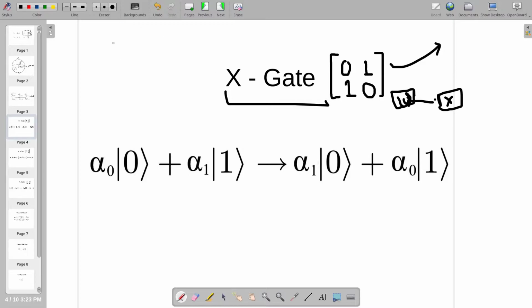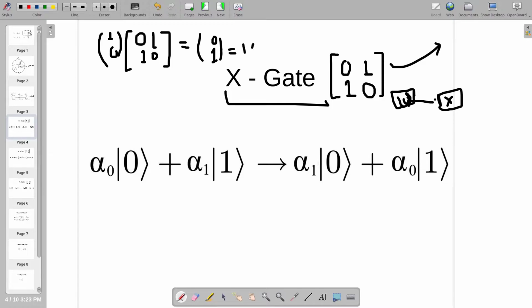So let us say it was 0. We know that 0 can be represented as [1, 0], and as you can see, the X gate can be represented as [[0, 1], [1, 0]]. If we multiply these matrices, what we get is [0, 1], which is nothing but 1. So what we see here is that the X gate is nothing but the NOT of classical computation.